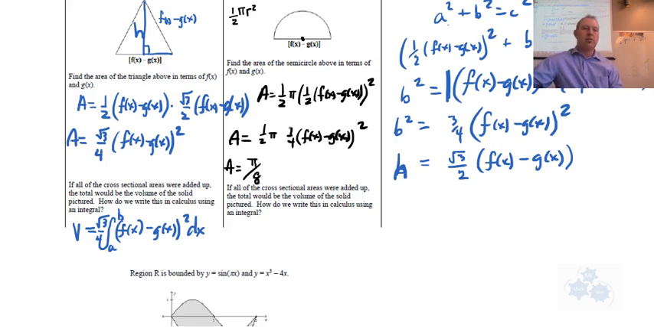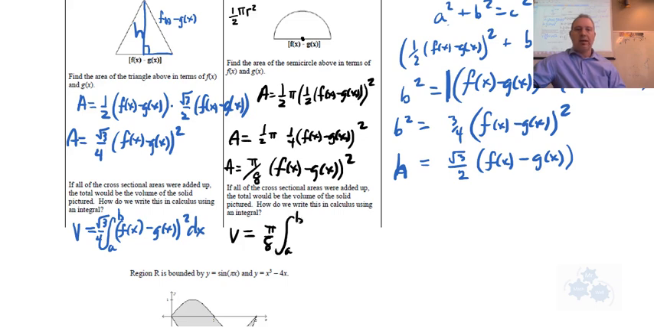And the reason why we're doing this is because you're going to have questions later on that are going to ask you to do this. You're going to be able to look back to this, and because you've done the work here already, you're going to be able to just fill in values for f of x and g of x. So the area is pi over 8 of f of x minus g of x squared. And of course, the volume would be pi over 8, the constant, out there, times the integral from a to b of f of x minus g of x squared dx. Alrighty?